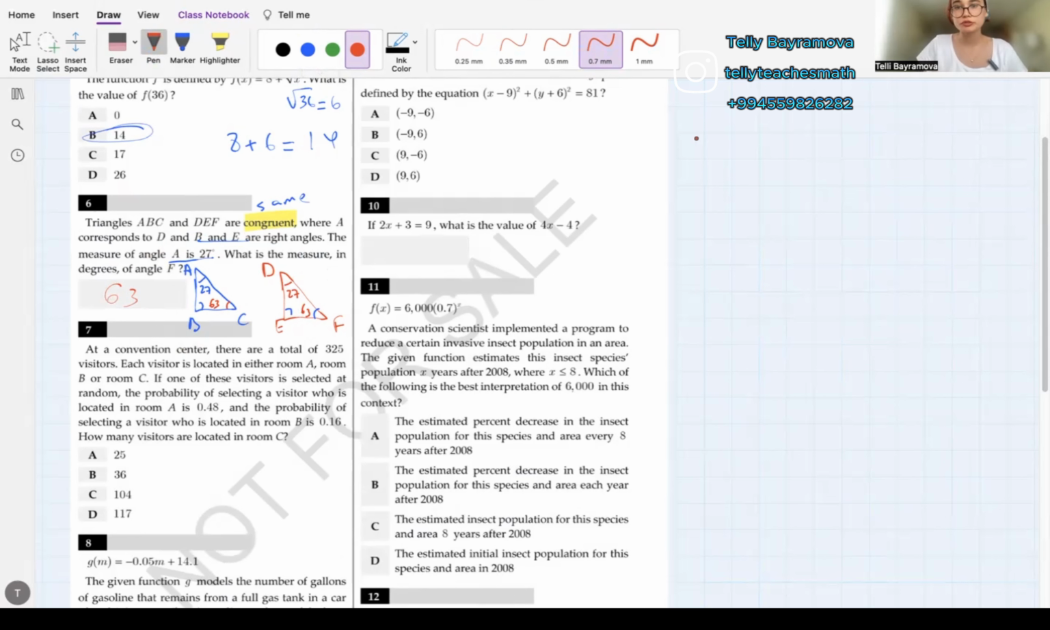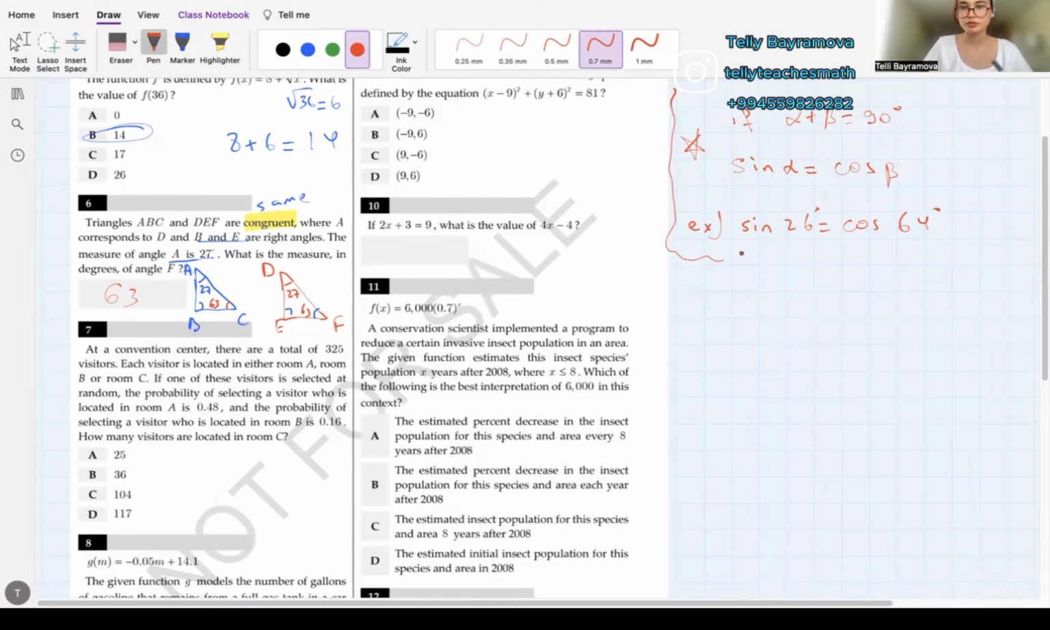And for trigonometry, you need to know this as well. If we are talking about a right triangle, if alpha plus beta equals 90 degrees, it means that sine alpha equals cosine beta. For example, sine 26 equals cosine 64 degrees, or vice versa. It's just additional information which you need to know before the exam.